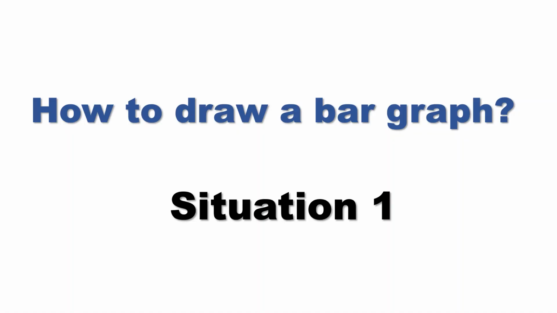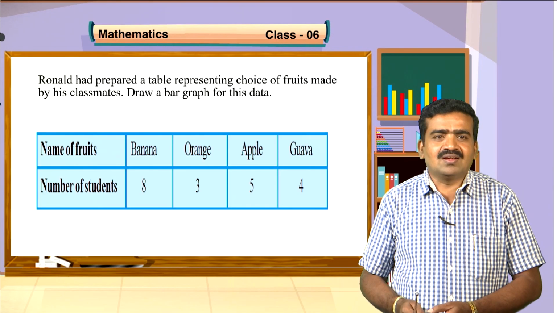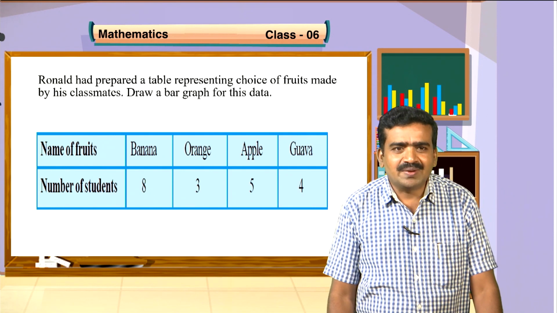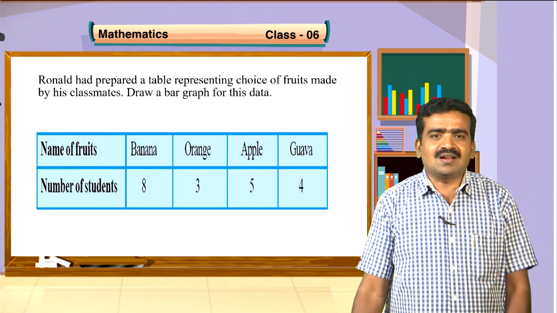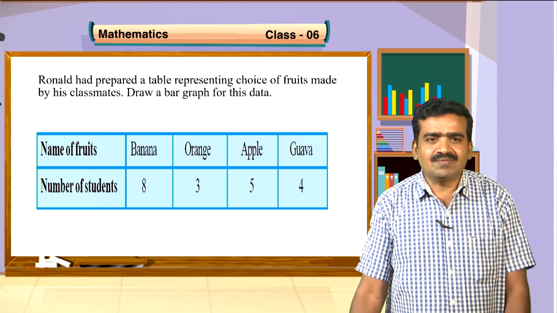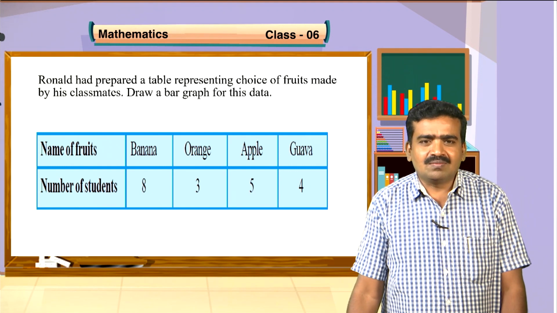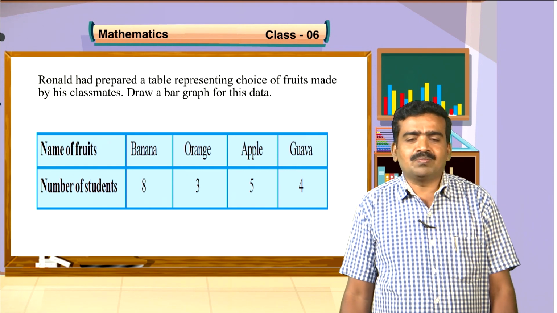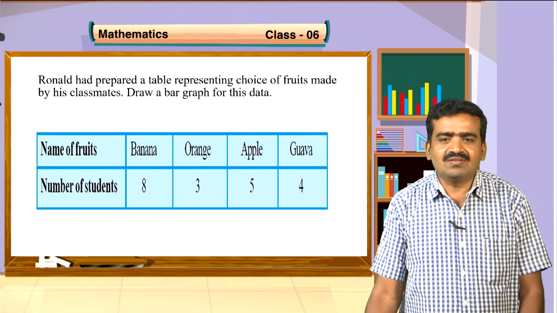How to draw the bar graph? Let us understand by situation 1. Here Ronald has prepared a table representing the choice of fruits made by his classmates. Draw the bar graph for this data. The names of the fruits given are banana, orange, apple and guava. The number of students who preferred them are 8, 3, 5 and 4.